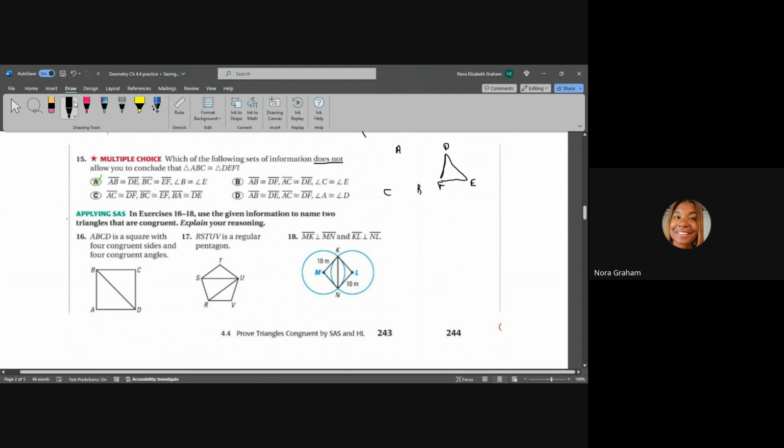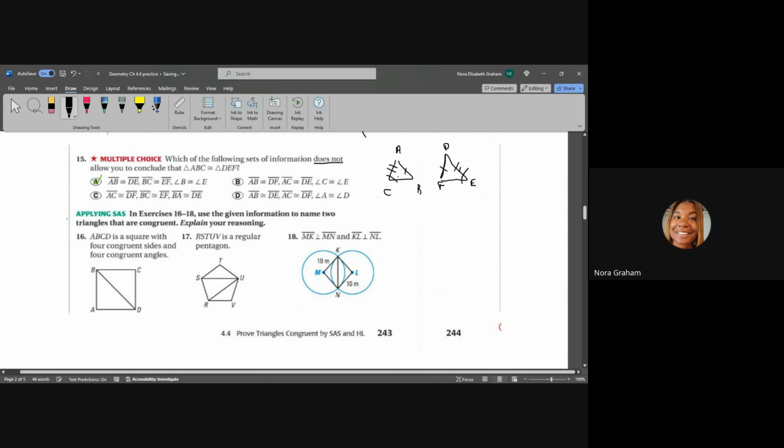All right, so let's look at B. For B, it's going to say that AB is congruent to DF. Okay, that's fine. Then it says that AC is congruent to DE. Okay. And then it says that angle C is congruent to angle E.